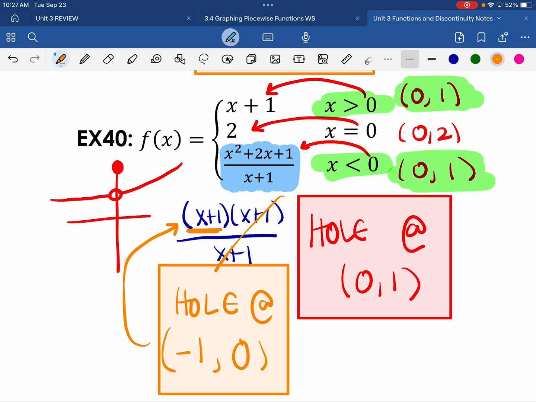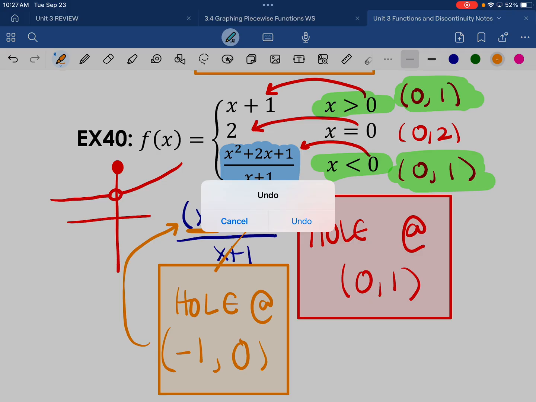So that one's tricky because it had a fraction in the piecewise. So you kind of had both. Okay. Questions on today's lesson at all?